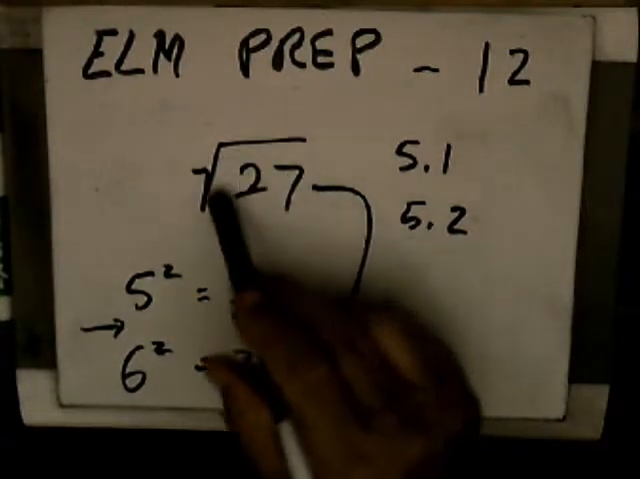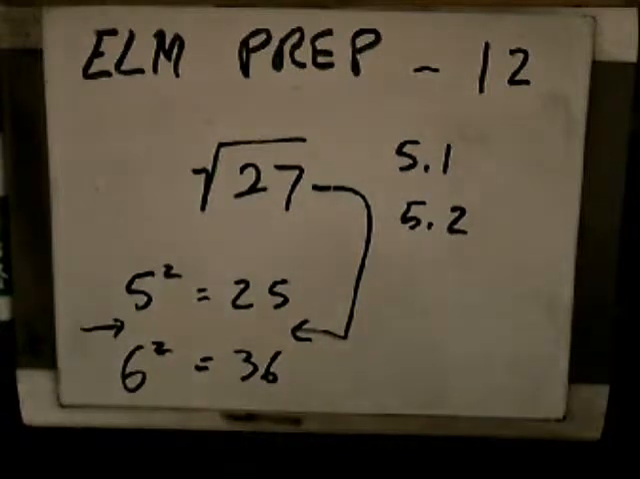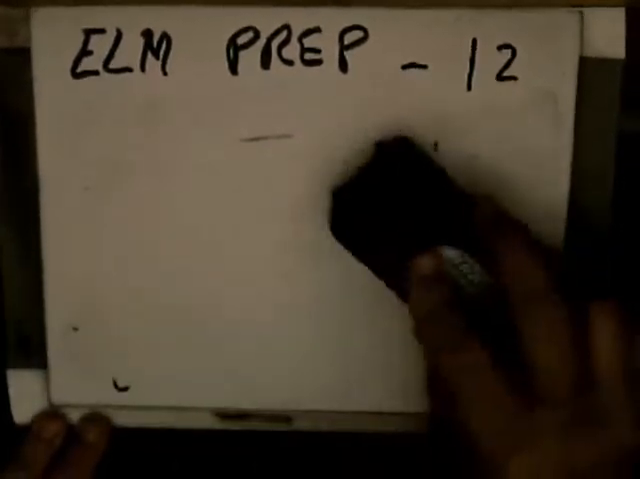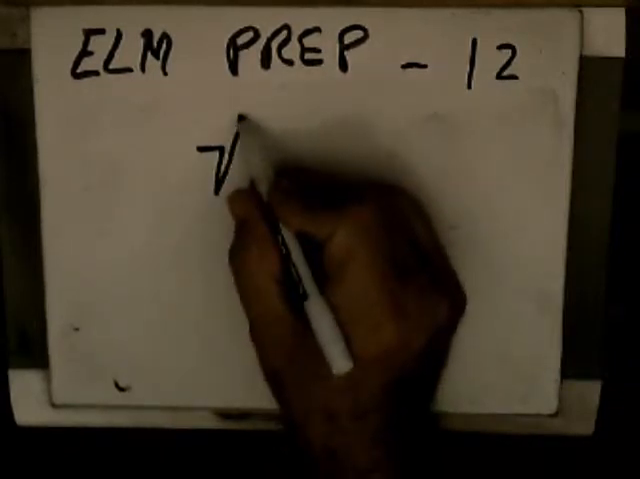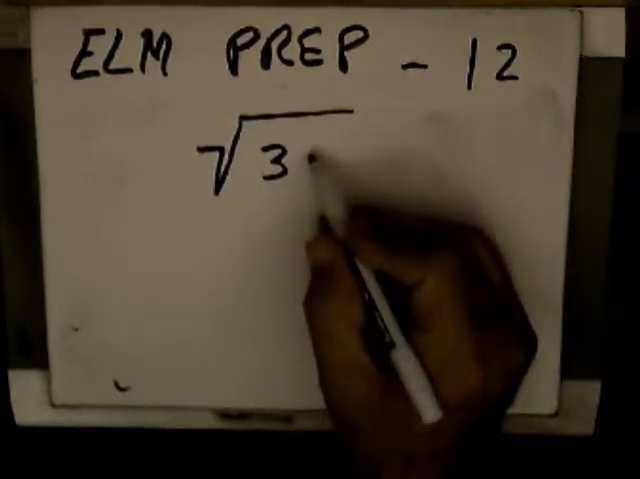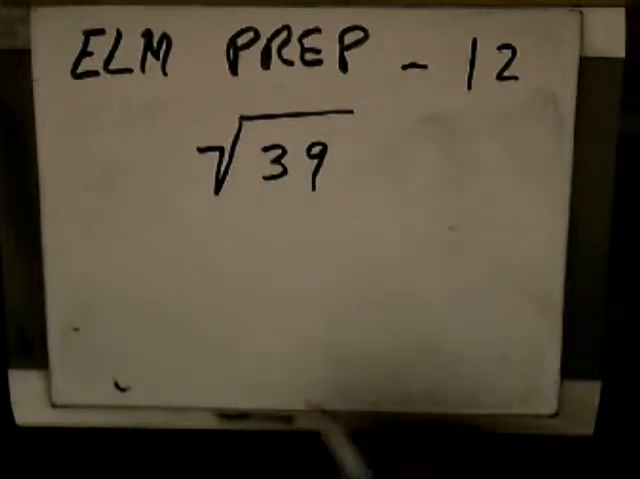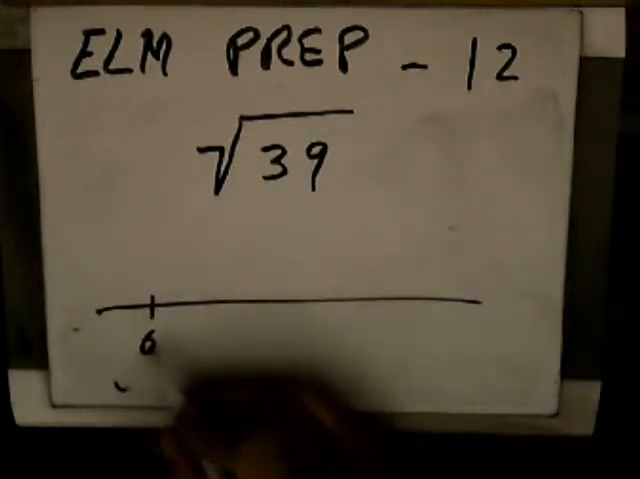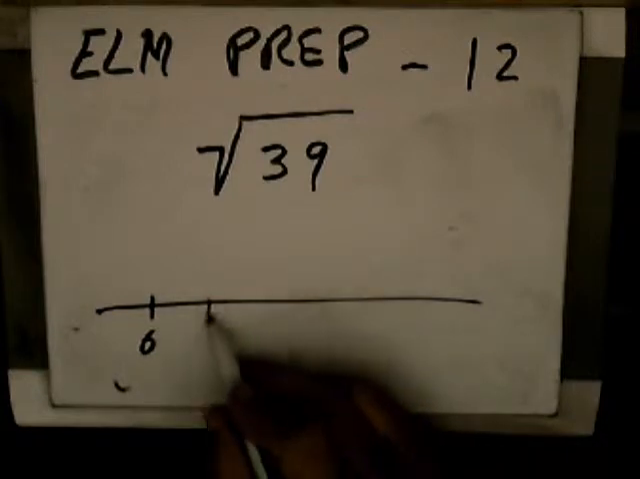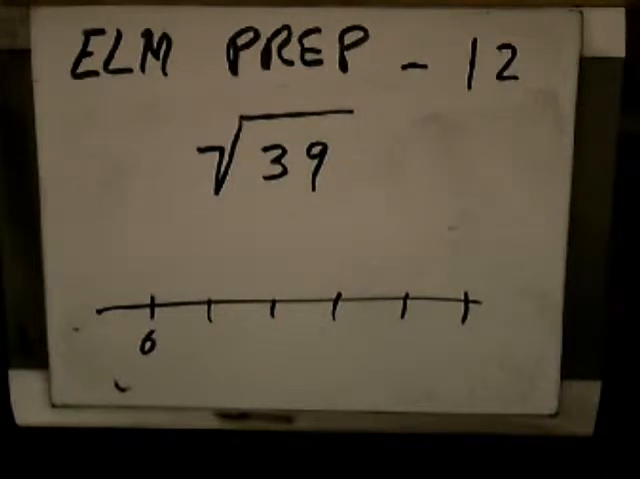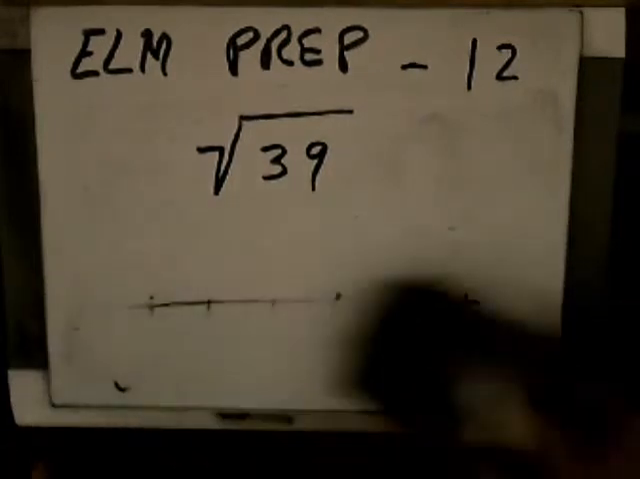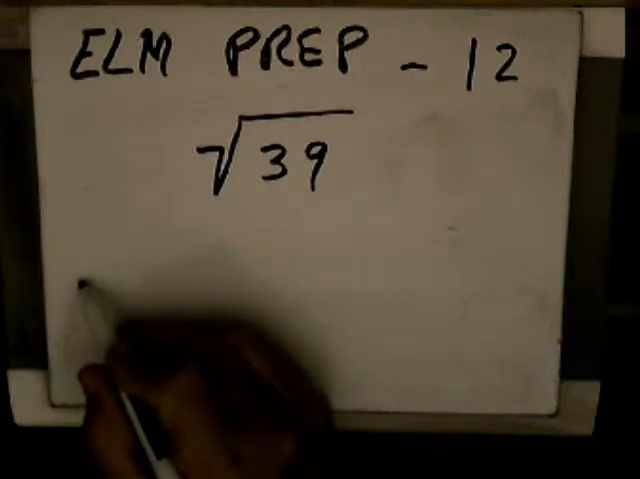So in estimating square roots, and they like this question, you want to ask yourself, what two numbers give me a number between that? So if I had the square root of 37, let's make this 39. I draw a number line here, and I go 1, 2, 3, 4, 5. I need to make those a little closer, otherwise I'm going to run out of room.